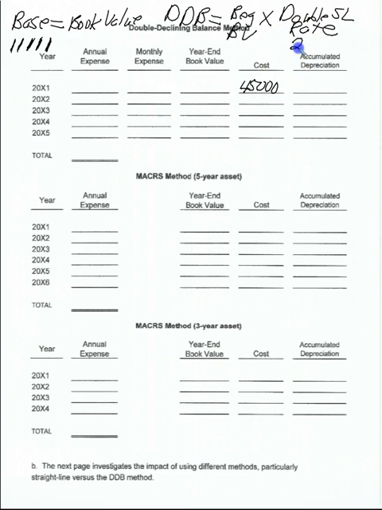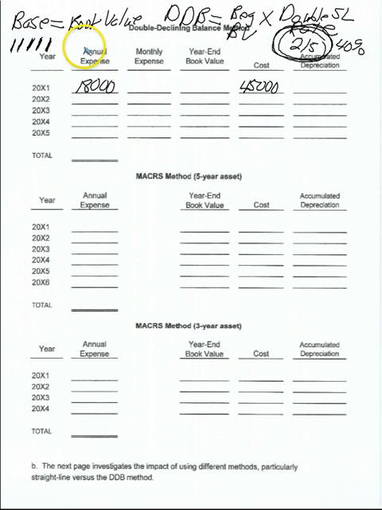So we're going to double that to 2/5. In this particular problem, the straight line rate is 1/5, and we'll double it to 2/5. We're going to take that 2/5, or 40%, times beginning book value. So for the first year, we take 45,000 times 40%, and you should get $18,000.